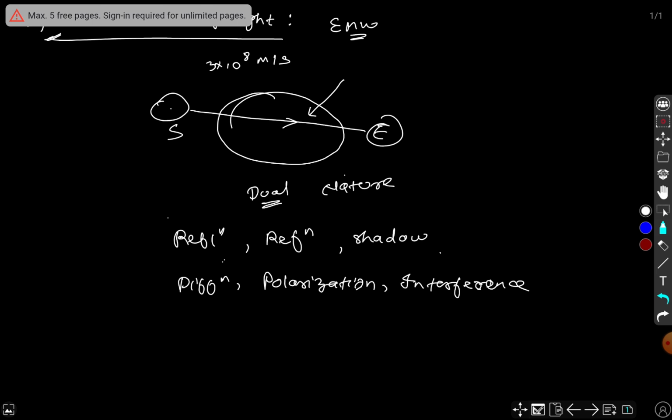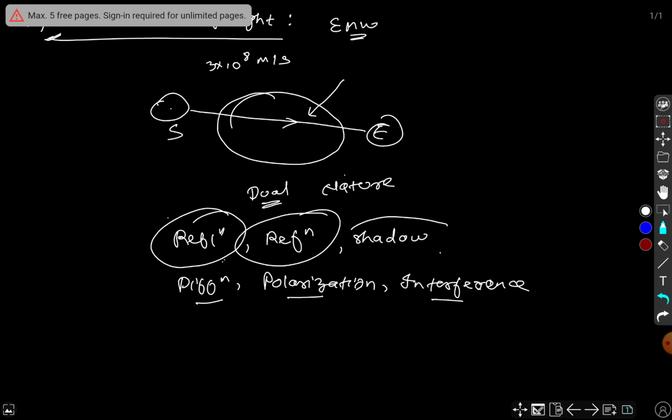I know that's very peculiar, that's a very weird type of phenomenon, but still it happens. What can we do? You will learn about polarization, interference and diffraction in your higher classes. In this chapter we will be dealing with the reflection and refraction of light, and about shadow formation you have already studied in your lower classes, class 7 and 8.